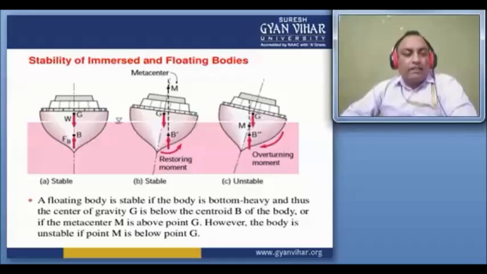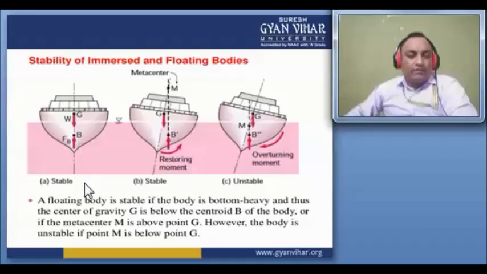This is the case of stability of immersed and floating bodies. In this case, a body is stable if the body is bottom heavy, and thus the center of gravity G is below the centroid B. This is the stable case. Here the CG is above and the center of buoyancy is below.